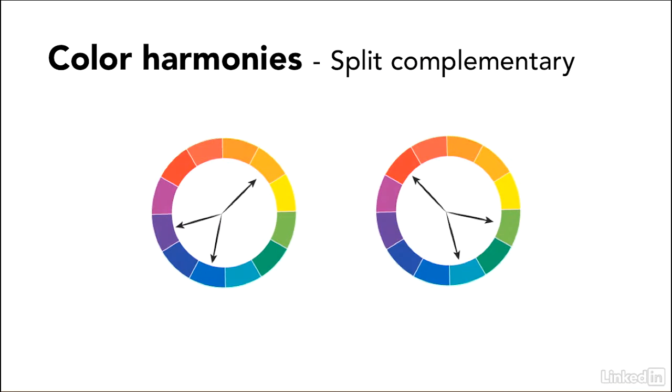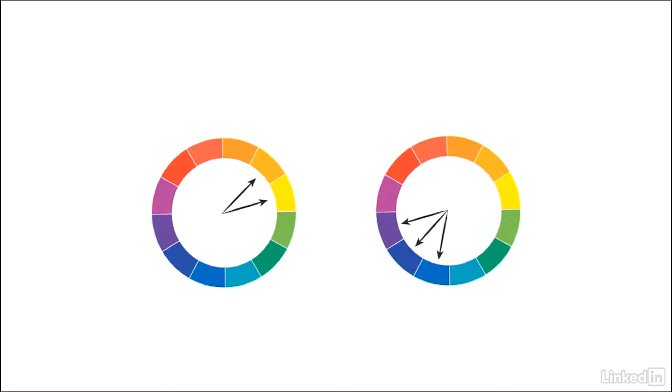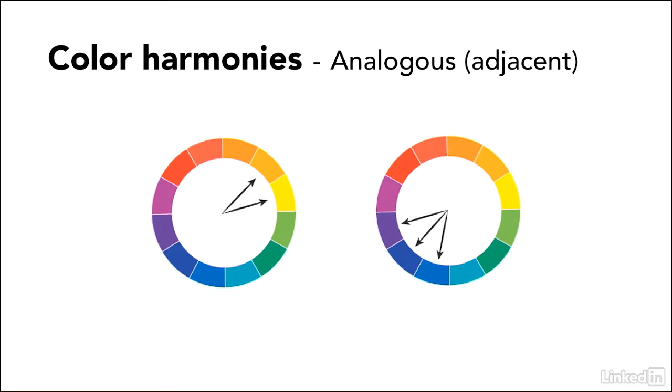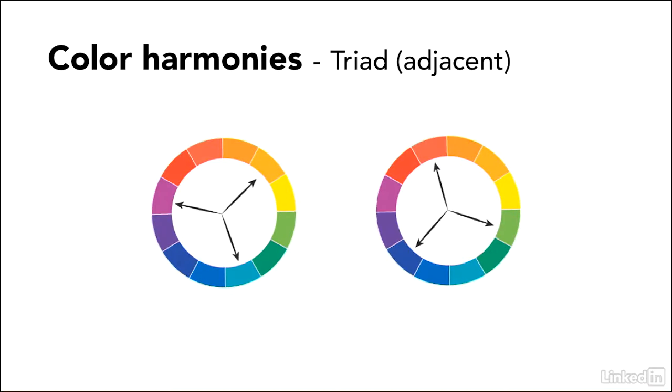Split complementary color harmonies are created when you select a main color like yellow-orange, and then choose 2 colors on either side of that first color's complement, such as yellow-green and green-blue. Analogous colors, or adjacent colors, are created when you pair any 2 or more colors that are right next to each other on the color wheel. Then there's triads. Triads are any 3 colors that are equally distant on the color wheel, like red, green, and blue.